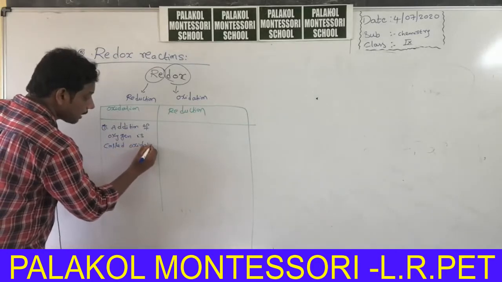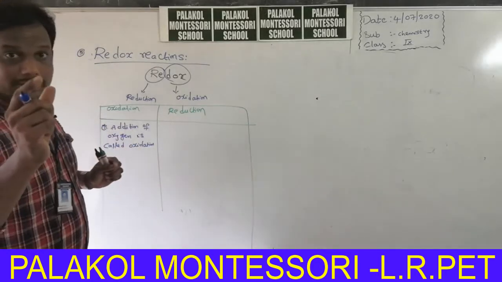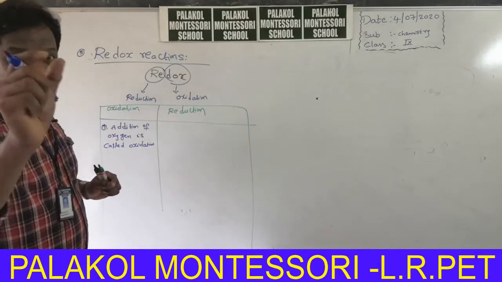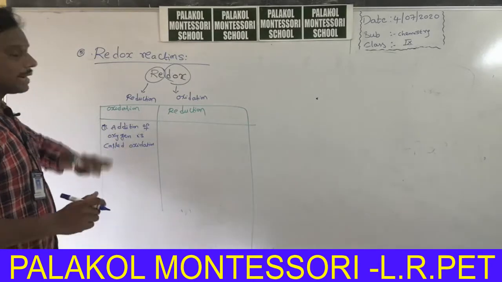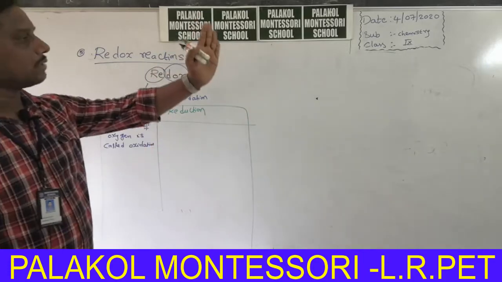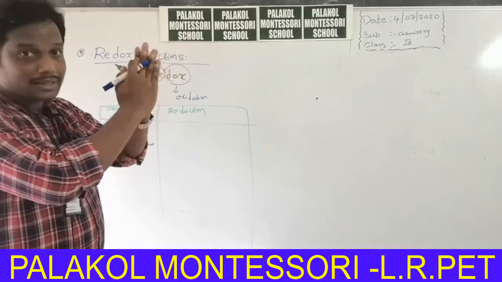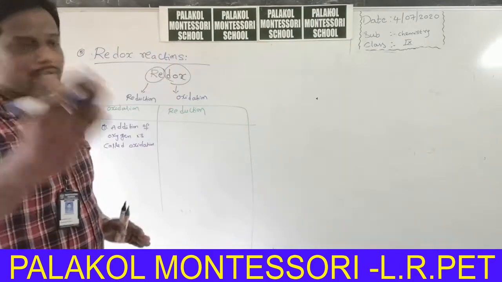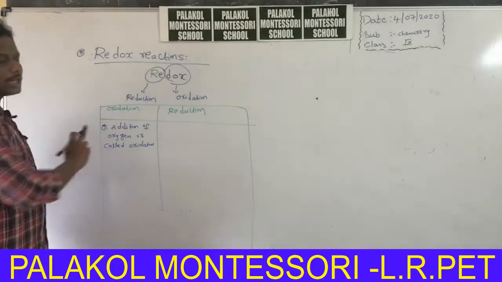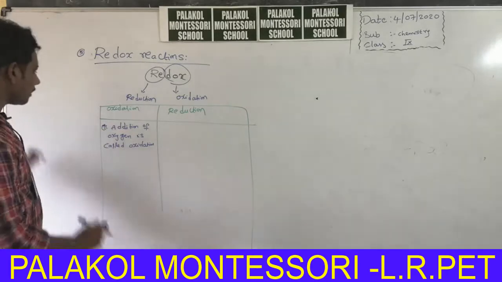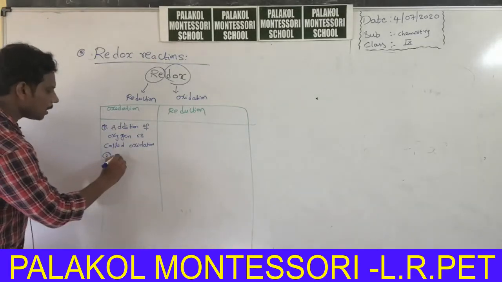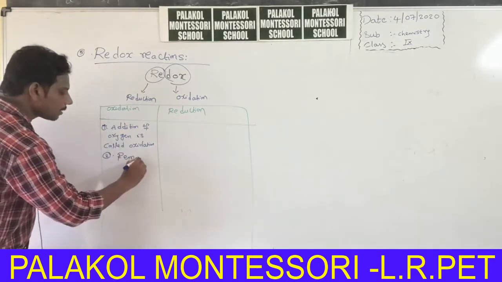That means whenever an element reacts with oxygen, that type of reaction is called oxidation. This is one metal. When a metal reacts with oxygen, it adds, that means it absorbs oxygen. That type of reaction is called oxidation. Addition of oxygen is called oxidation. Second point, removal of hydrogen.